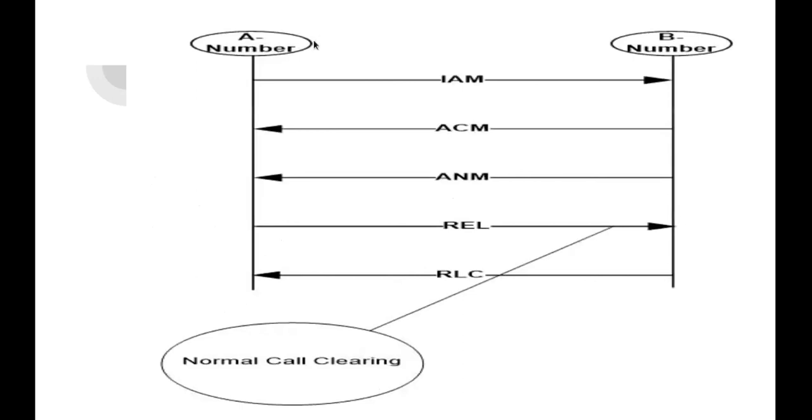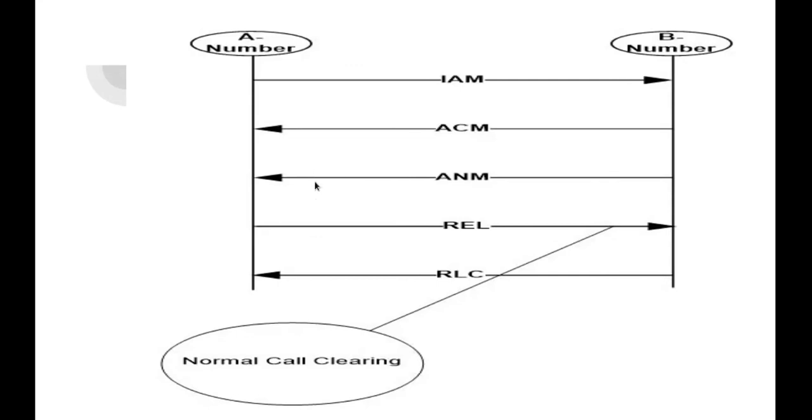So caller A is calling caller B. So they send an initial address message. Caller B is found, they return an address complete message. And it starts ringing on the other side, toot, toot, and all that. Then caller B answers the call. So we send an answer message.